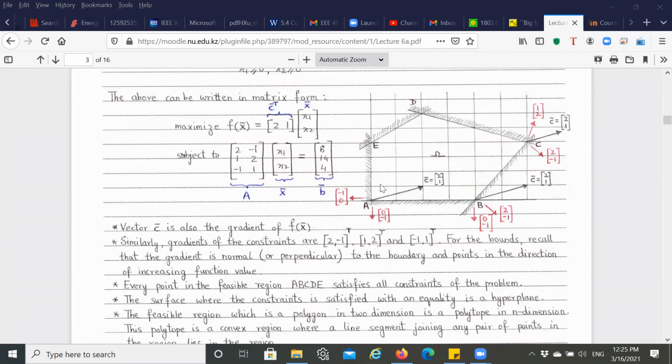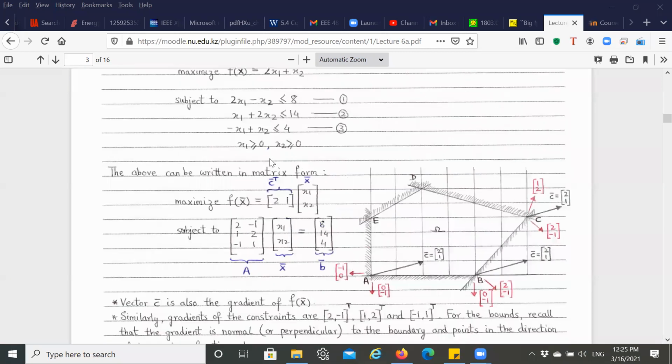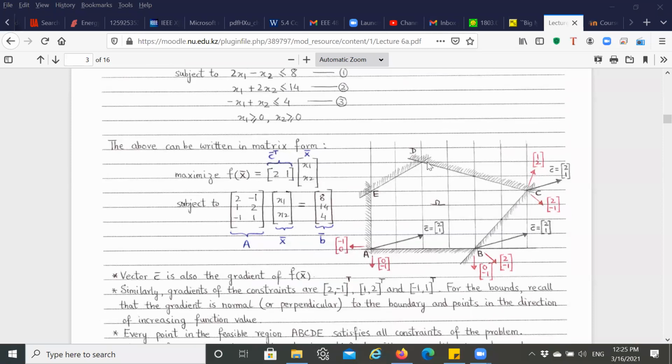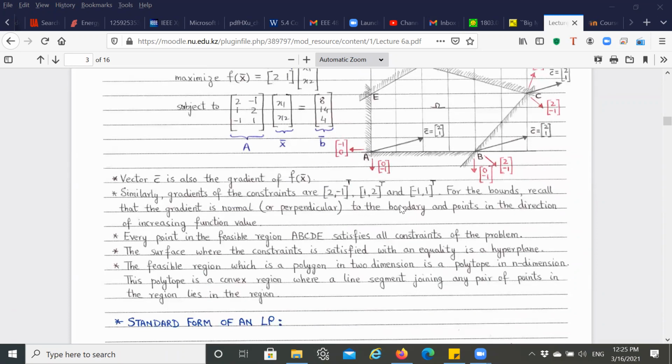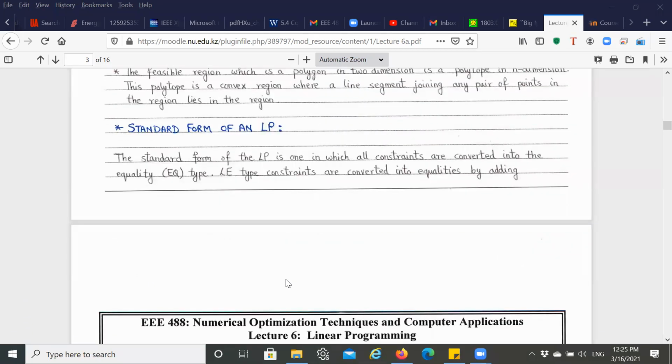So every point in the feasible region, which is this region over here, will satisfy all the constraints in the problem, obviously. All the points, including the points on these lines, because it's greater than or equal to, will satisfy these 4 constraints: 1, 2, 3, and the last constraint. Okay, hyperplane, polygon, good. That's all you need to know from here.